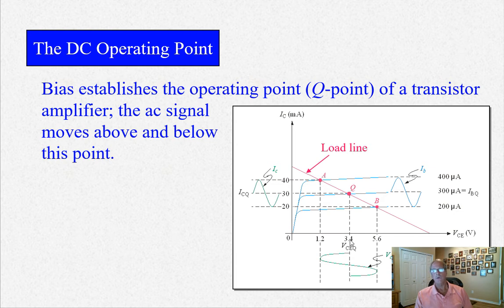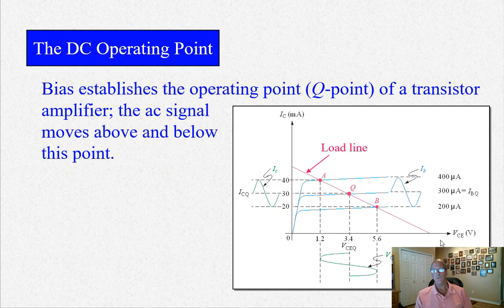Also, which is worth noting on here, is the VCE, the collector emitter voltage. Now, quiescent collector emitter voltage, when nothing's happening, is sitting at 3.4 volts for this particular setup, for this bias. As you increase the base current, that collector emitter voltage drops. And as you decrease the base current, the collector emitter voltage goes up.